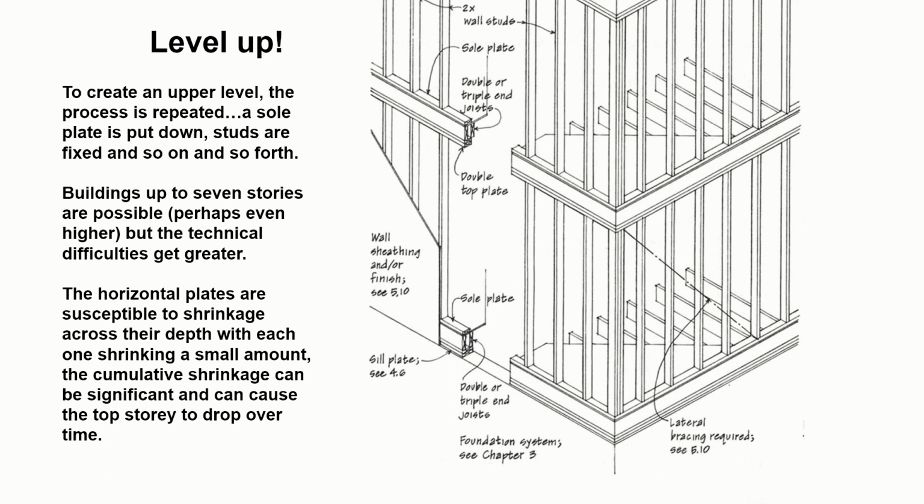So if a 50mm piece of timber shrinks by 5mm, and for each level you have a sole plate and 2 top plates, that's 15mm per level. As soon as you get up to 10 stories, that's 150mm, which can cause significant problems with things like stairs to different levels, attaching windows. So there can be significant drops from the top story downwards.